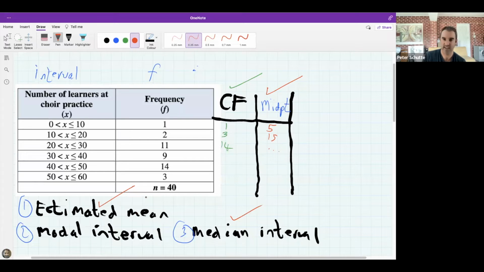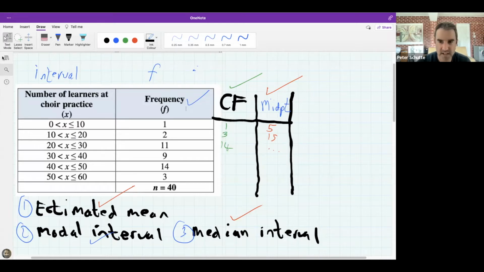Now, in the next lesson, we'll also talk about something called an ogive, or cumulative frequency curve, and the cumulative frequency column will also become helpful at that point. And now, just to close this off, if you're looking for the modal interval, then we just looked at the frequency column, because the modal interval would just be the interval that had the most in it. Okay, so that was a little bit of a recap from the previous lesson.